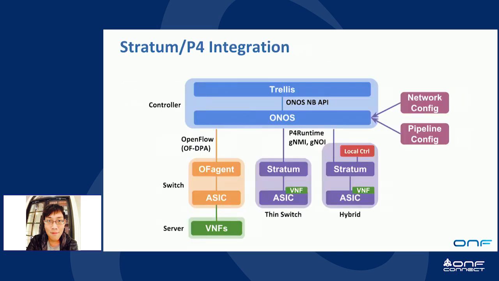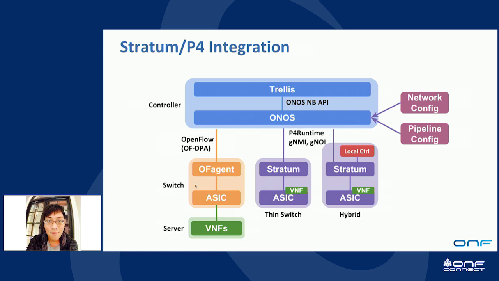The other part of the work we're doing these days is integration with Stratum and P4. If you look at this diagram, on the left-hand side you're going to see a very typical SDN software stack. On the top, you see the SDN controller, the blue block. ONOS is our SDN controller platform. On top of it, we run a set of applications that we call Trellis, and it controls the traffic in the leaf spine fabric.